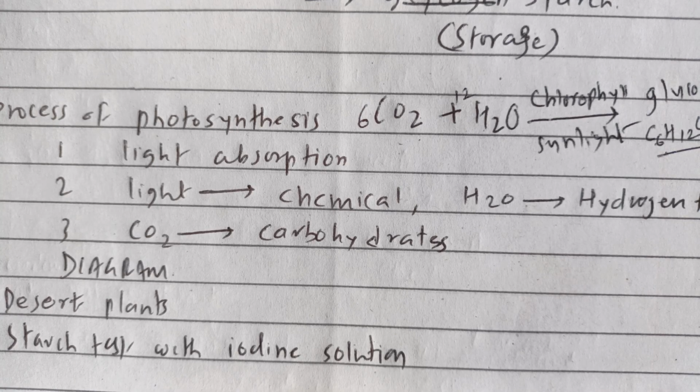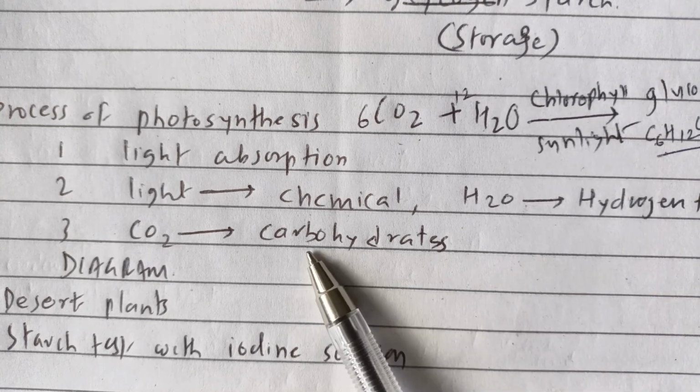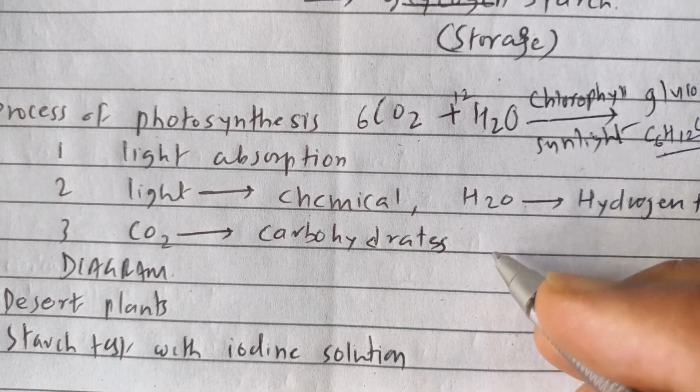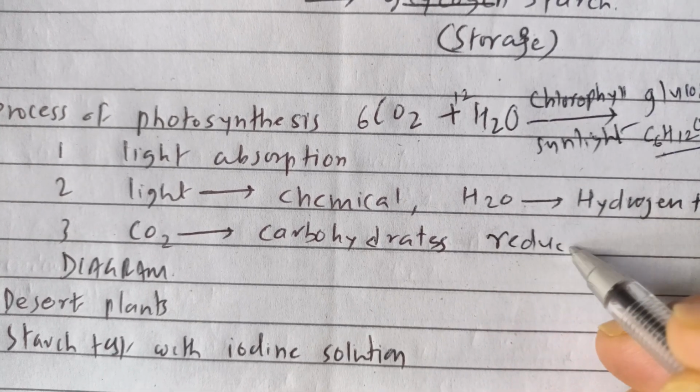First step is light absorption by chlorophyll. Second step is conversion of this light energy into chemical energy, and at the same time the water molecule splits into hydrogen and oxygen. The third step is carbon dioxide is reduced to carbohydrates. So this is a reduction reaction. This is reduced. Okay, so remember this.